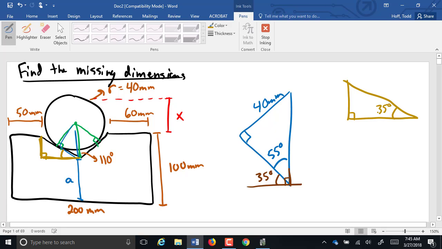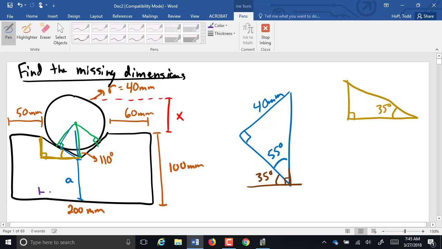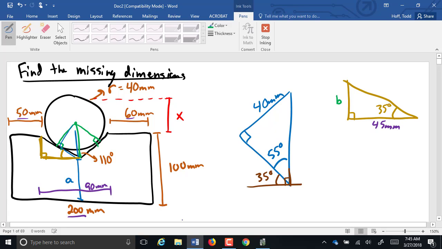Do I know any of the dimensions of that triangle other than the 35-degree angle? Well, no, we don't know them outright, but we can figure them out. We know if this is 200, if I subtract 50 and 60, this becomes 90, right? And again, we have to assume that V is symmetrical. That would make this 45, half of the 90. So that means I can find this here. I'm going to label that B.